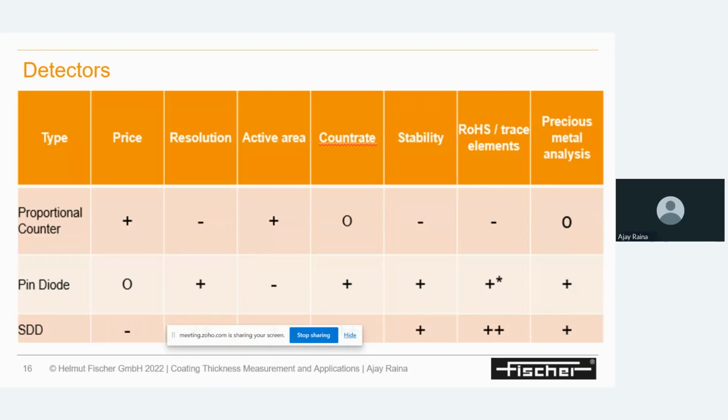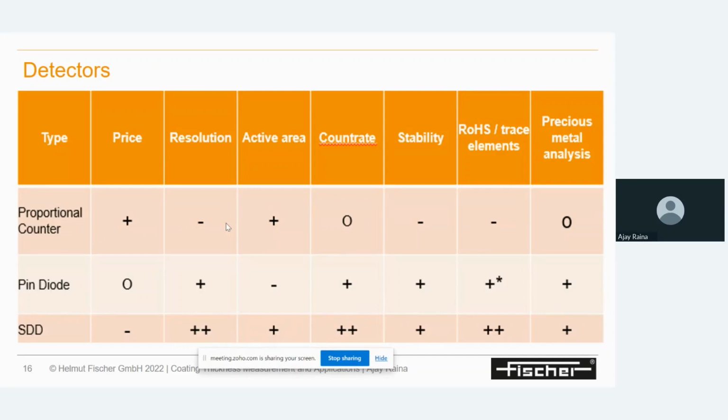Yeah, so price wise, I can say the proportional counter is the best option where you don't have to pay that much. The silicon PIN is a little bit higher, but the SDD will always be on the higher side. But if you compare the resolution, the proportional counter detector doesn't have that good a resolution. As discussed, it has a resolution of approximately 900 electron volts. Silicon PIN will have approximately 180 or 190 electron volts, but SDD will have a very low 130 to 140 electron volts.